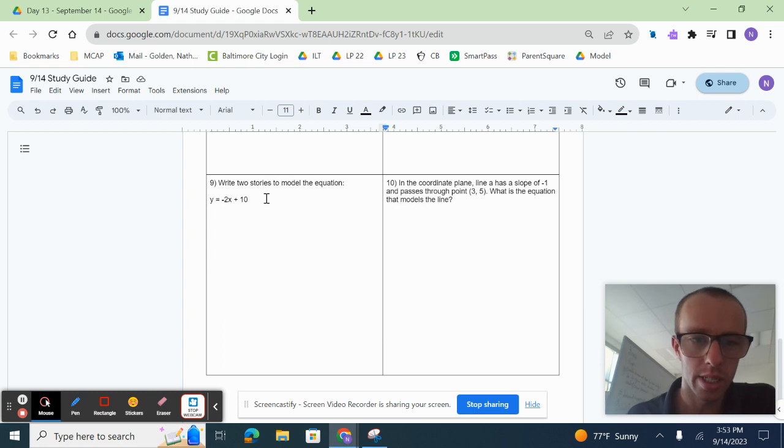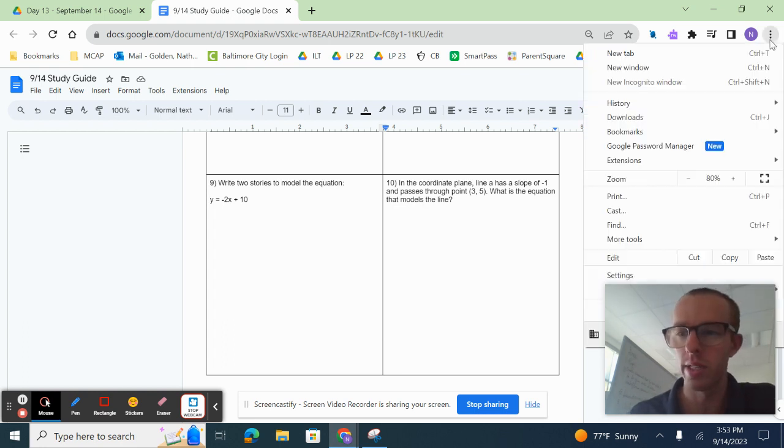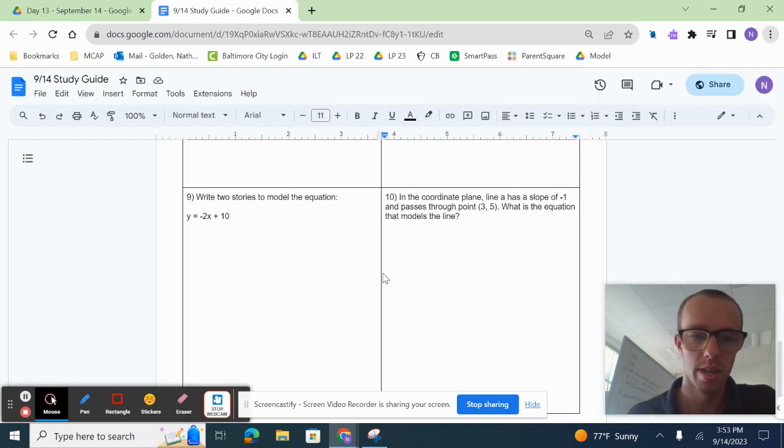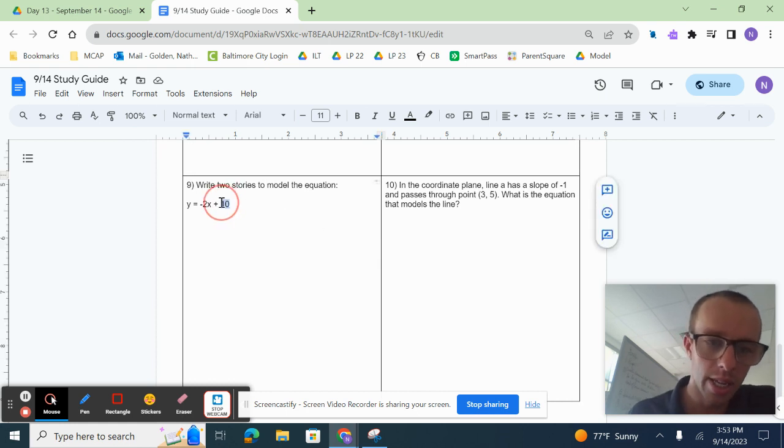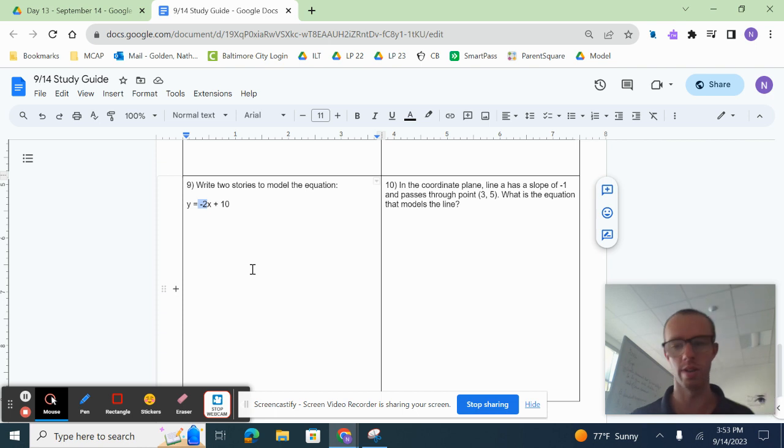Okay. What are two stories? Write two stories that model the equation. I'm not going to write for these. I'm only going to speak it. This story begins at positive 10 and it has a constant rate of change of negative 2. So I need to think of anything that starts at 10 and is going down by 2 since it's a negative 2. Here are some examples.